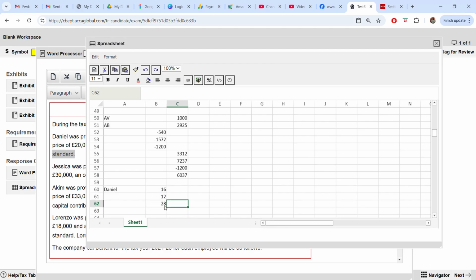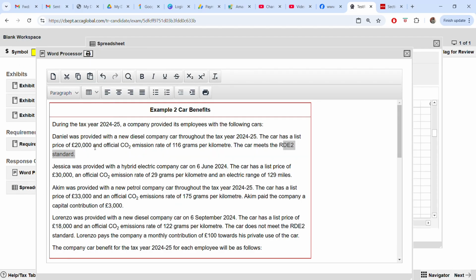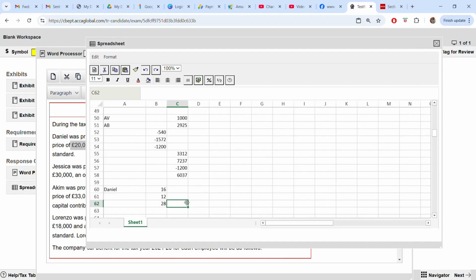And what is the price? List price. There is no capital contribution to be made, nothing, only 20,000. So here it is 20,000 into 28%. So the benefit is 5,600. This is for Daniel. Now let us move to Jessica.